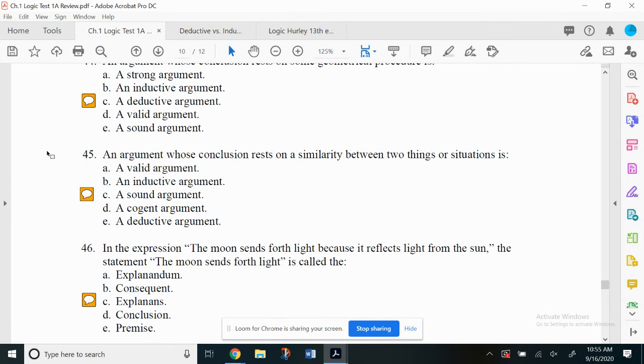45, an argument whose conclusion rests on a similarity between two things. Two things are alike. How many of you got B, inductive? What is it? It is an analogy. That's the specific form of the inductive argument. It's an analogy. You compare two things.